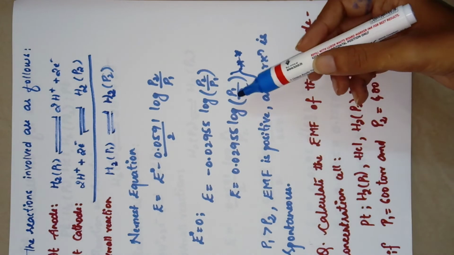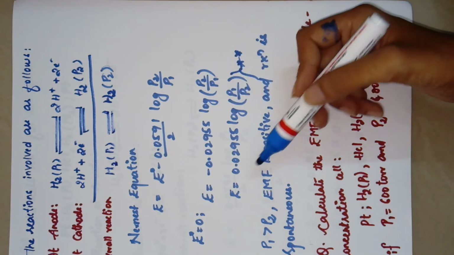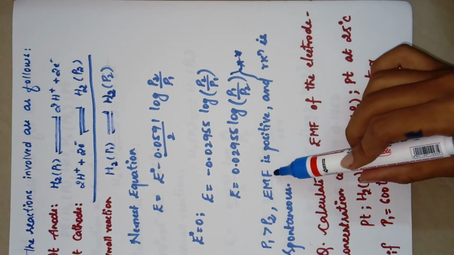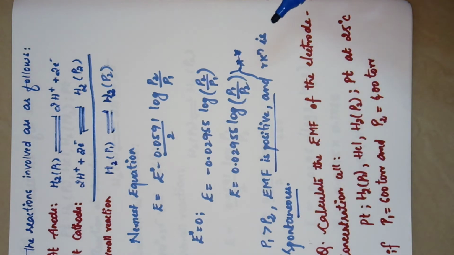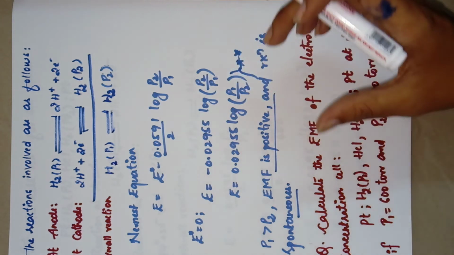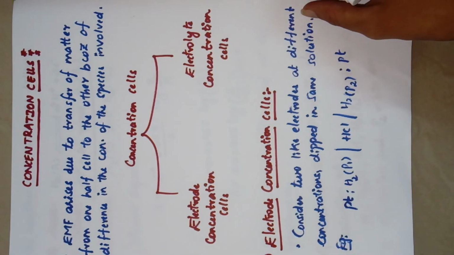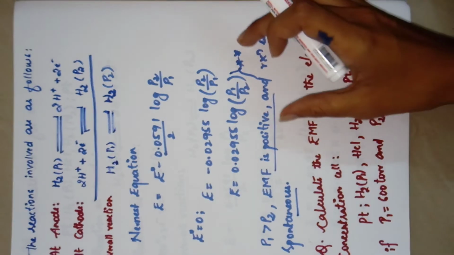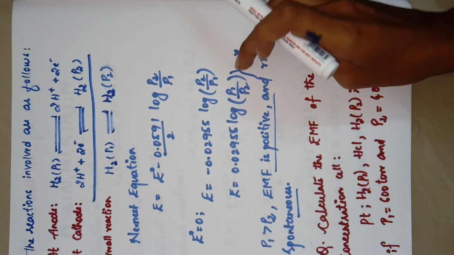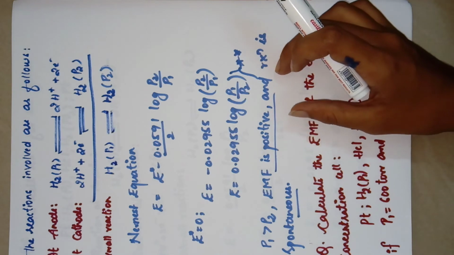Now if P1 is greater than P2, that is, if the numerator is greater than the denominator, only then will the EMF be positive and the reaction spontaneous. This is also important because they'll ask you what is the condition for spontaneity in an electrode concentration cell. It will be given with some cell equation, and they'll ask if it is spontaneous or not, so you have to tell based on the values given. If your numerator is greater than the denominator, then the reaction is spontaneous.